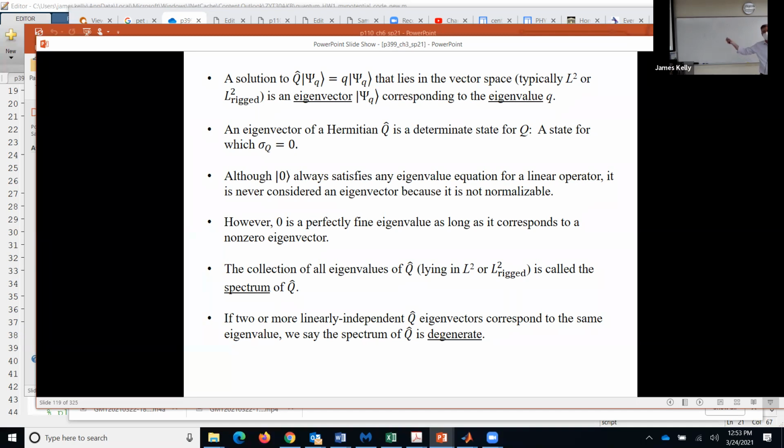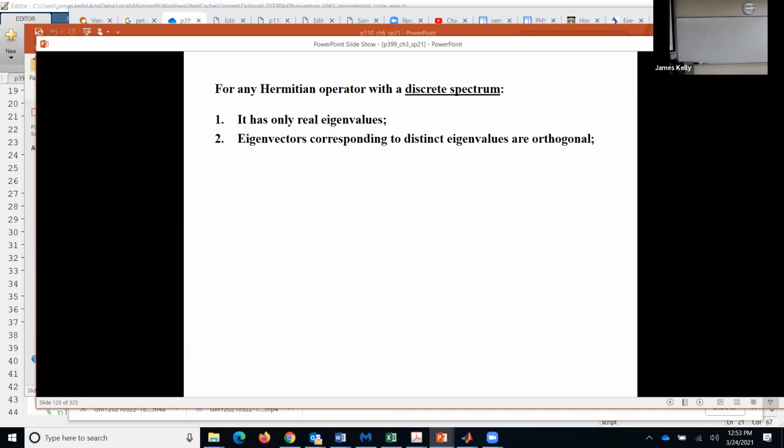There's an e to the ikx state and an e to the minus ikx state. They have opposite momenta, but they have the same energy. So, all right. Now on to our theorems.